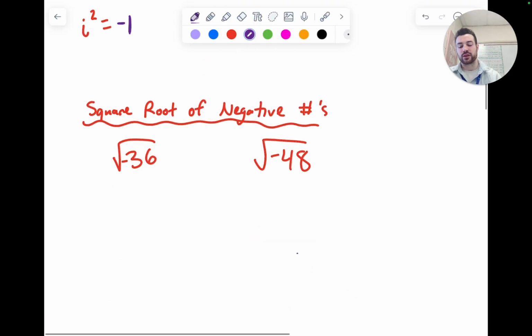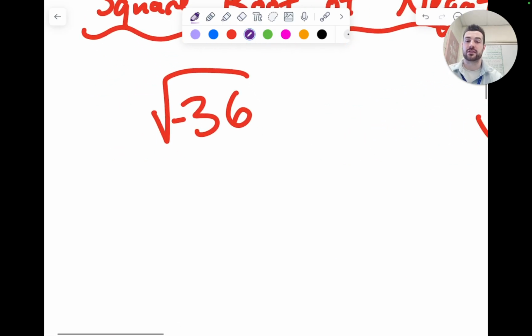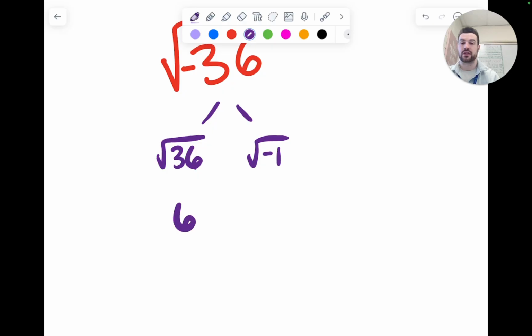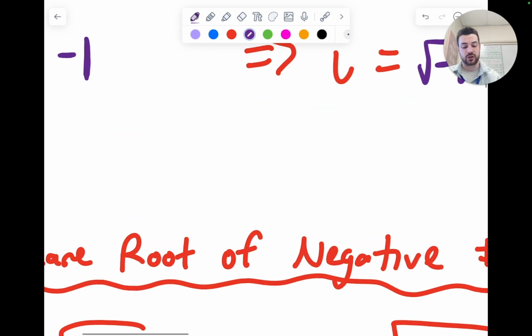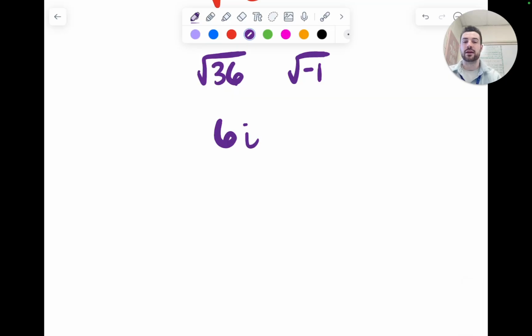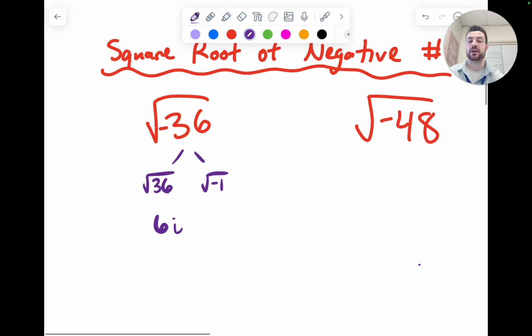Here's an example of what that looks like. We have the square root of negative 36. We know that in the past we haven't been able to take the square root of negative numbers, so what we can do now is split this into 2 parts. We have the square root of 36, which we all know to be 6, and then we have the square root of negative 1, which, as we just learned from our definition, is going to be i. So the square root of negative 36 simplifies to 6i.